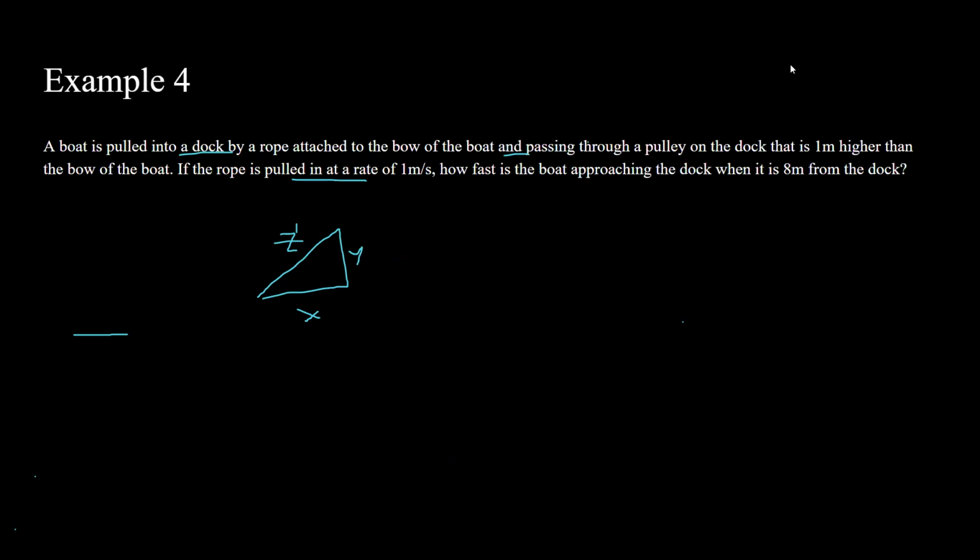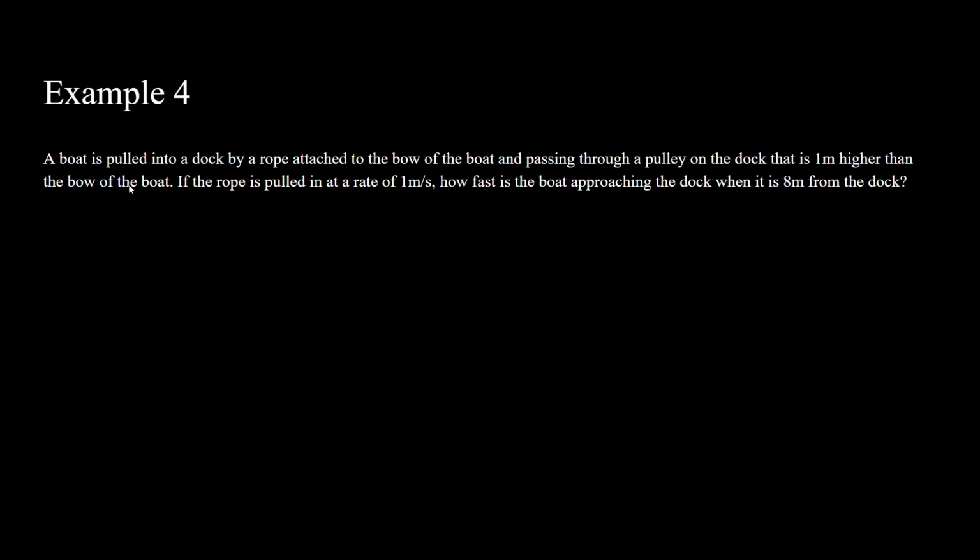Now, our last question. A boat is pulled into a dock by a rope attached to the bow of the boat, passing through a pulley on the dock that is 1 meter higher than the bow of the boat. If the rope is pulled in at a rate of 1 meter per second, how fast is the boat approaching the dock when it is 8 meters from the dock?